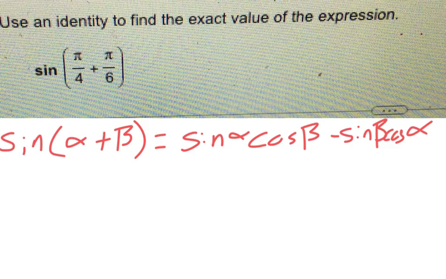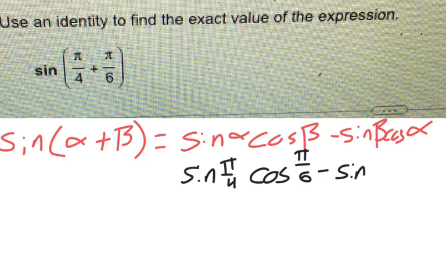On this particular problem, my alpha is pi over 4. So this is sine of pi over 4. And my beta is pi over 6. So we're looking at cosine of pi over 6 minus sine of beta, which is pi over 6, times cosine of alpha, which is pi over 4.